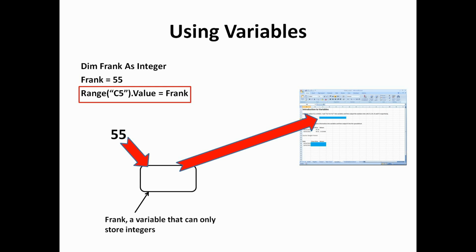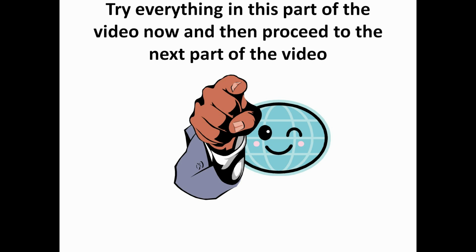This next line takes 55 out of the box and puts it onto the spreadsheet. Try everything in this part of the video now and then proceed to the next part of the video.